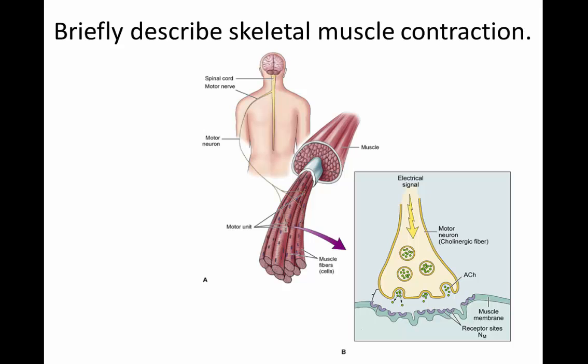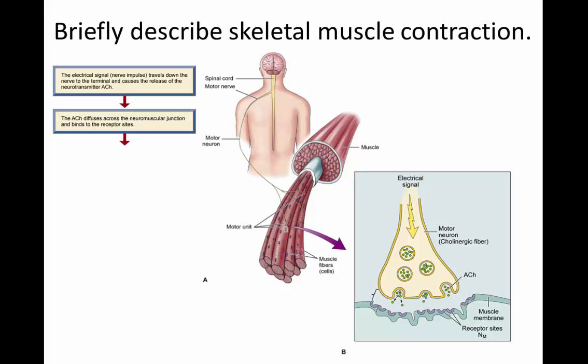And so we'll take a look here at this image at the first step where the electrical signal travels down the motor neuron, and then it gets to the end of the motor neuron at the motor unit, and the nervous signal actually triggers the release of the neurotransmitter acetylcholine from vesicles in which it was stored until that signal came down the motor neuron. The acetylcholine then diffuses across the neuromuscular junction.